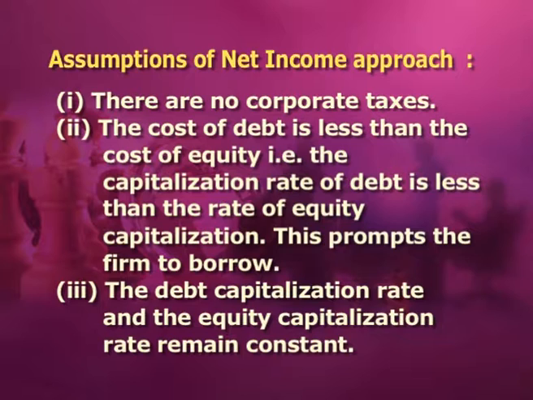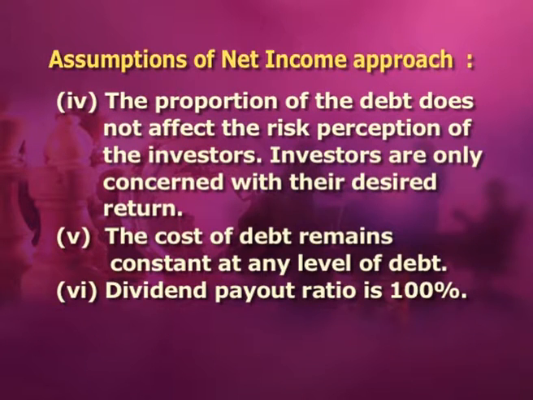The net income approach is based on certain assumptions. First, there are no corporate taxes. Second, the cost of debt is less than the cost of equity, that is, the capitalization rate of debt is less than the rate of equity capitalization. This prompts the firm to borrow. Third, the debt capitalization rate and the equity capitalization rate remain constant. Fourth, the proportion of debt does not affect the risk perception of the investors. Investors are only concerned with their desired return. Fifth, the cost of debt remains constant at any level of debt. Sixth, the dividend payout ratio is 100%.